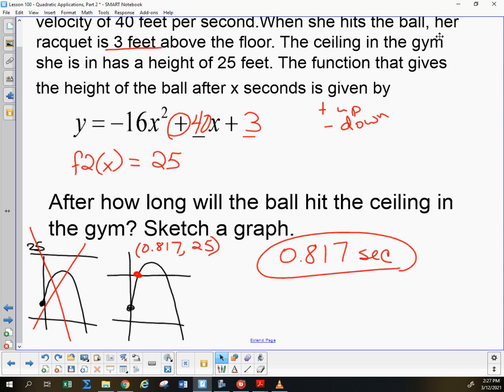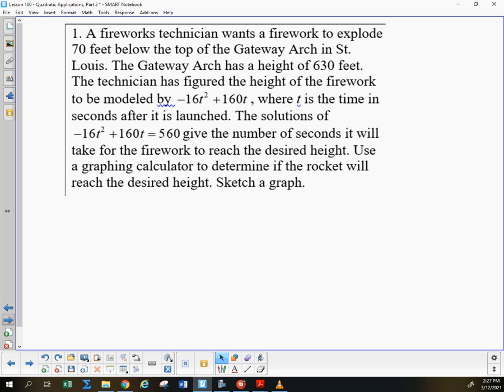And then you have some homework, which is quadratic application problems, part 2. And the first one is a little bit confusing, so let's try to set that one up together. A fireworks technician wants a firework to explode 70 feet below the top of the gateway arch. And the gateway arch is basically a parabola, but we're not interested in its equation. We're interested in the parabola for the firework. All we really care about with the arch is that its height is 630 feet.